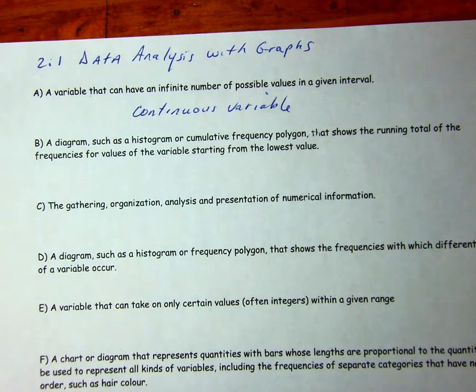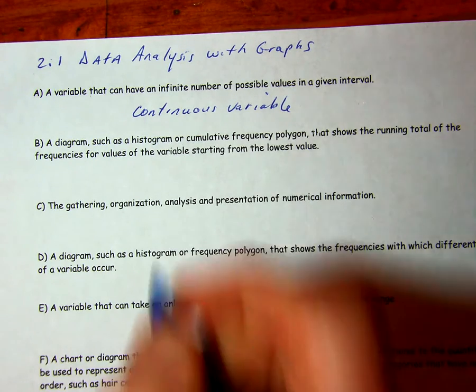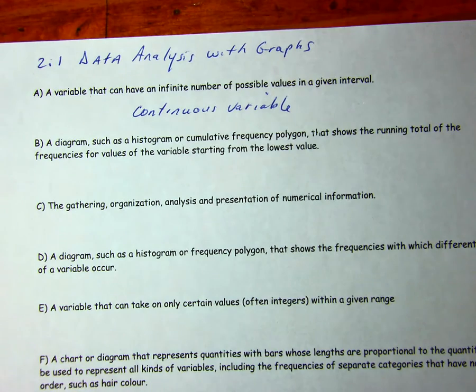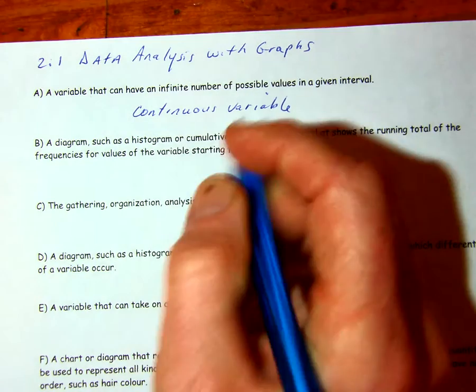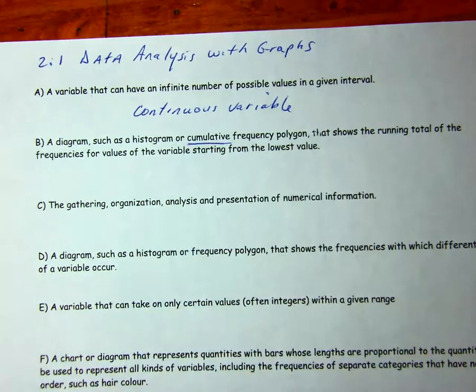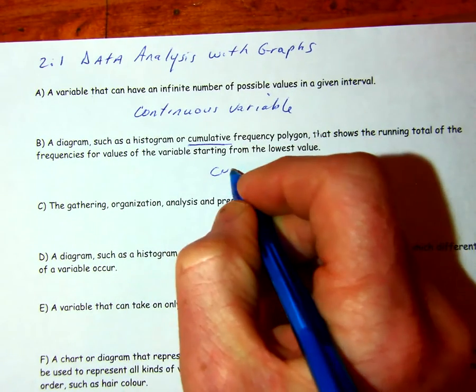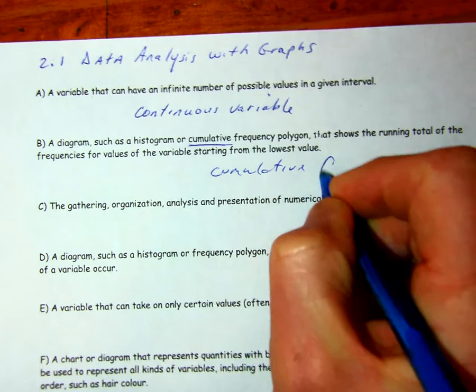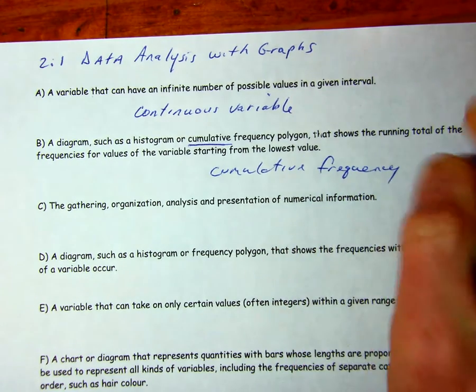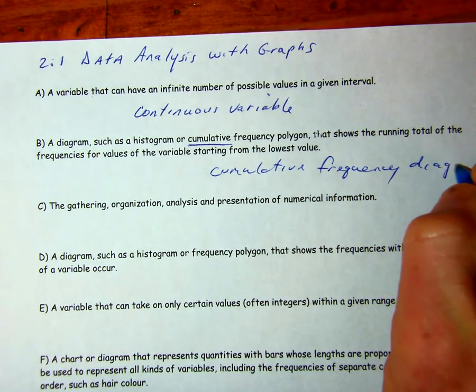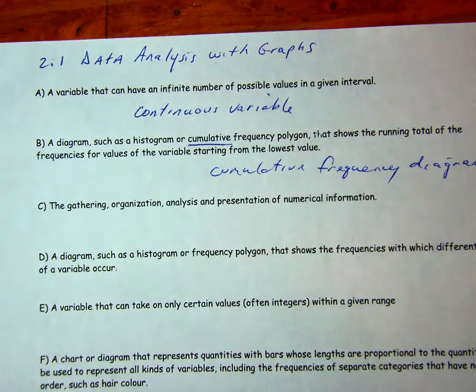A diagram such as a histogram that shows the running total of the frequencies. So a running total. What's the key word there? It's total. It's the running total. So you're adding stuff up. It even says the key word right there, cumulative. So it's a cumulative frequency diagram. Could be a histogram, but anything that shows the total up until that point, something like that.